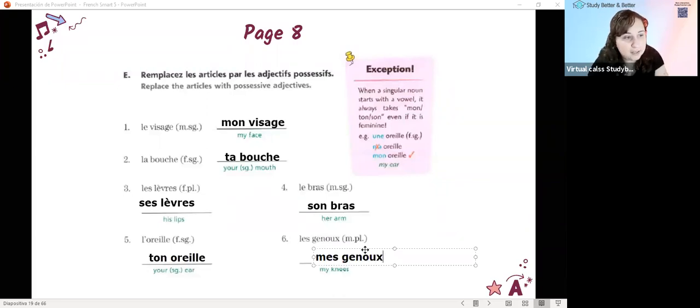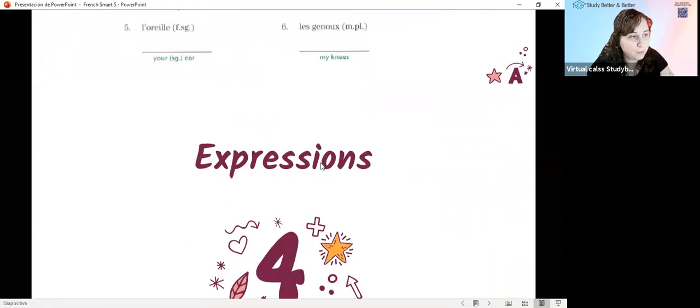So please pay attention to this one that can be a bit confusing and complicated. Remember, we always need to check how many objects do I have and how many people are trying to take those objects, okay? So here, remember, we have le visage, mon visage, ta bouche, your mouth, ses lèvres, his lips, son bras, her arm, ton oreille, your ear, mes genoux, my knees. Okay, so let's keep going with the next one.